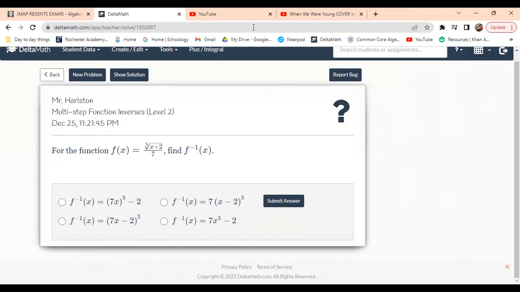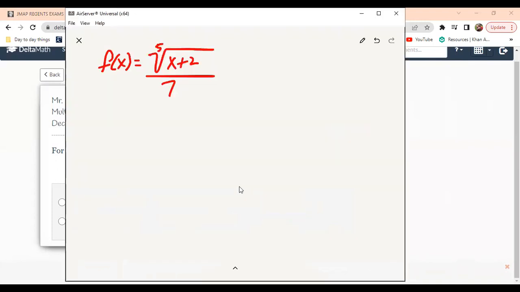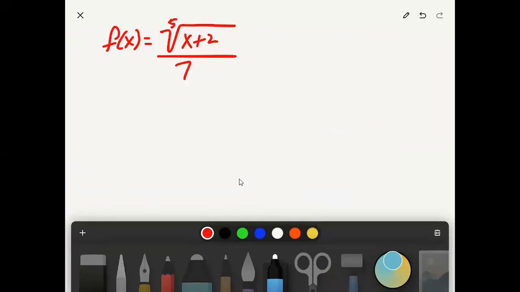So I'm going to go back to my iPad now. And so I've got it on the screen. Here's how I like to do it. The first thing we're going to do is use PEMDAS and figure out what needs to happen. So the very first thing that's happening to the x: this inside, the 5th root, that's considered a parentheses. So we're going to do that first. The very first thing that we're doing to x is we're adding 2.